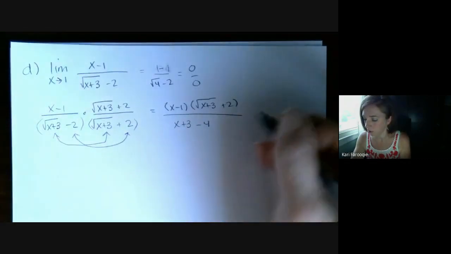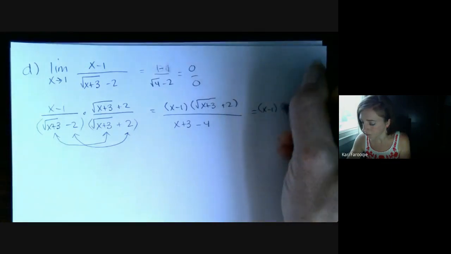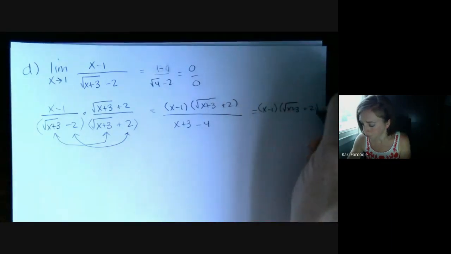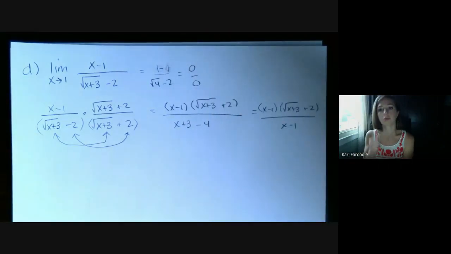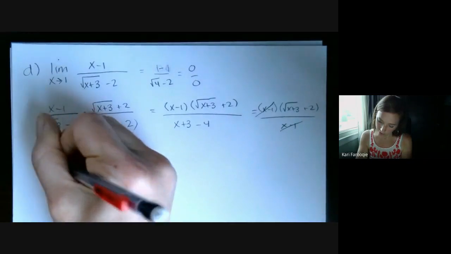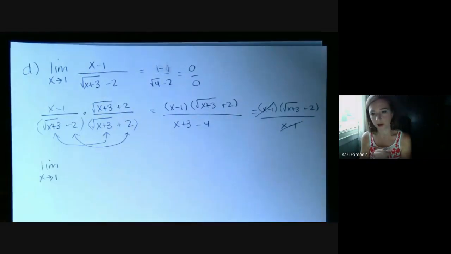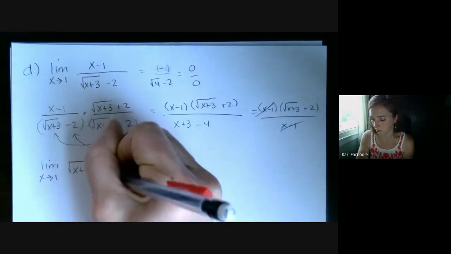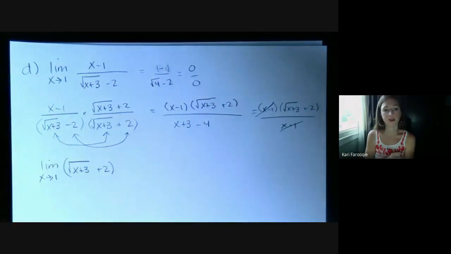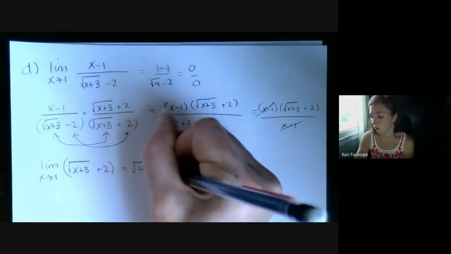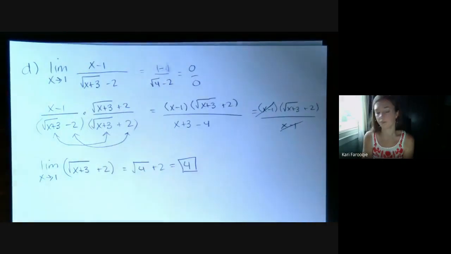And then you can continue to simplify. And now you can see that that x minus 1 in the numerator is going to cancel with the x minus 1 in the denominator. That's why you left it factored. And from there, you can now rewrite your expression and try the limit again. And clearly this time you're not going to get an indeterminate form. So this will be the square root of 4 plus 2, which will give you 4.